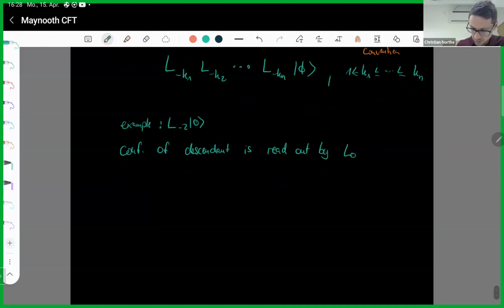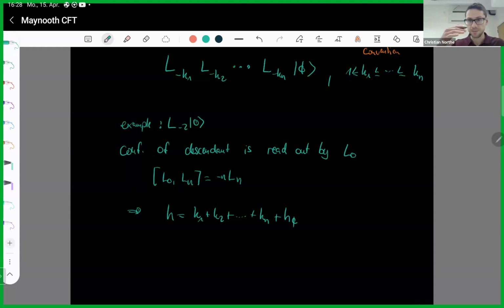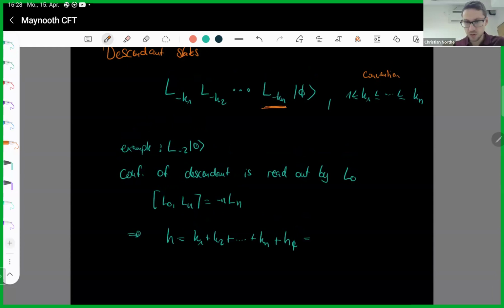Now we use the Virasoro algebra, so we use that L0 and L_n have the following commutator. And then you can just find that a descendant has a conformal weight which is just k1 plus k2 plus ... plus kn plus the conformal weight of the primary state at the bottom, the ground state that is being acted upon. So all that you need to do is, one Virasoro mode adds to the conformal weight just the negative of the mode index. If you have L minus k, you add a conformal weight of k. And this thing is called the level. So this is the level.